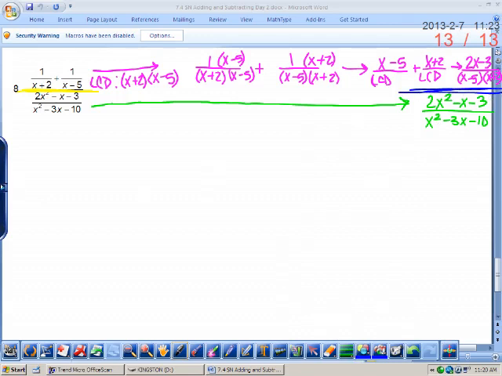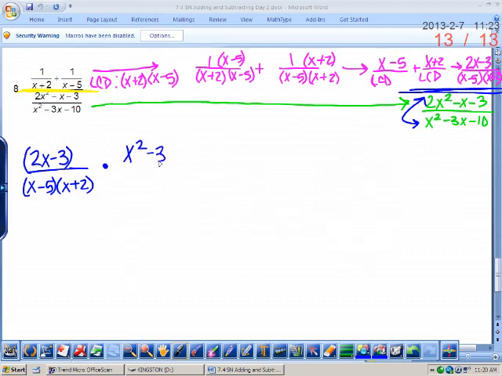All right, so I'm going to keep, change division to multiplication, and flip. Everyone okay so far? Now that this is a multiplication problem, we do want to get everything as factored as possible to make sure.